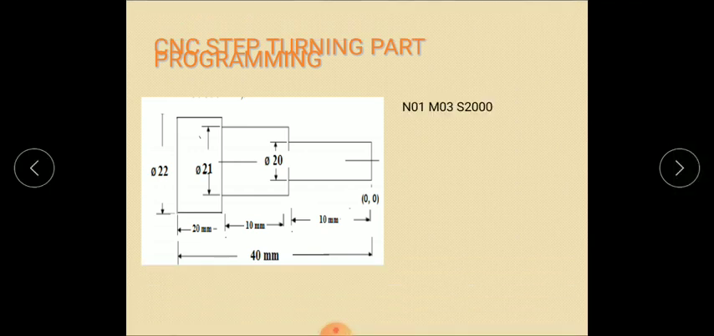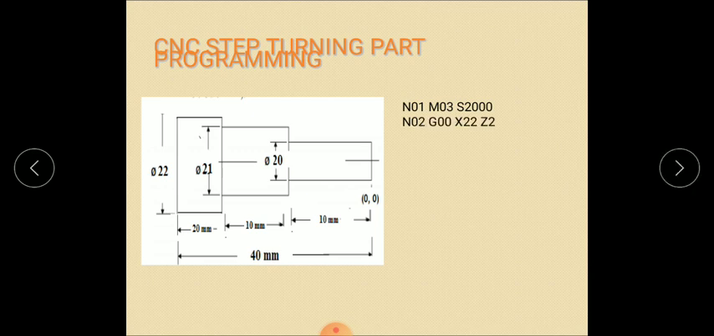First one, N01, M03 and S2000. Here N indicates the numerical sequence, carrying step by step. M03, where M indicates miscellaneous, is the spindle start in the clockwise direction. Then S is the speed at which the spindle needs to rotate, that is 2000.